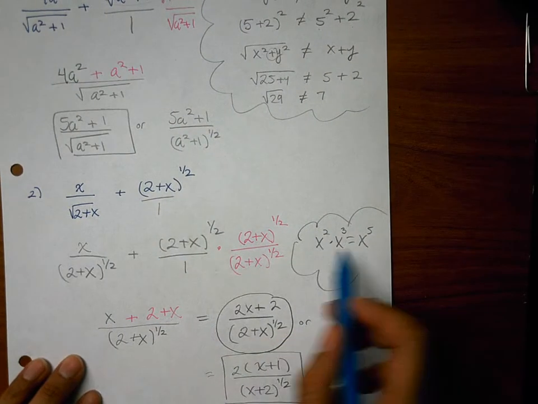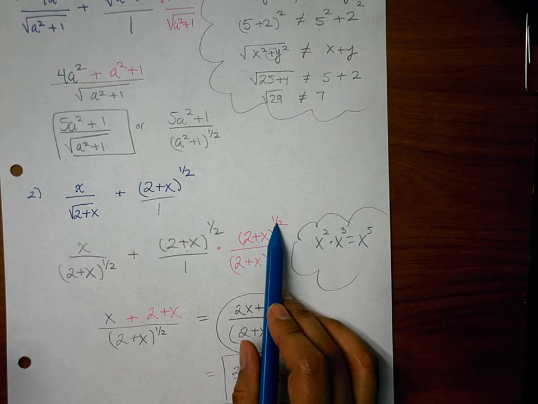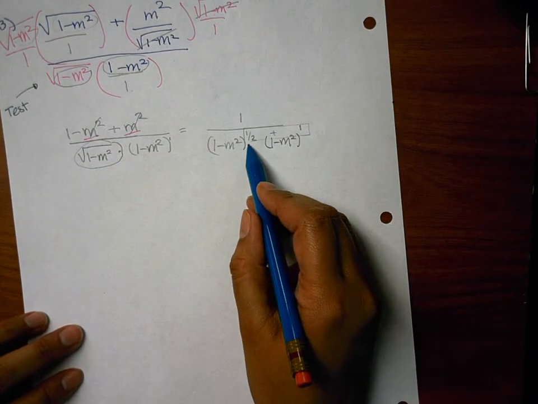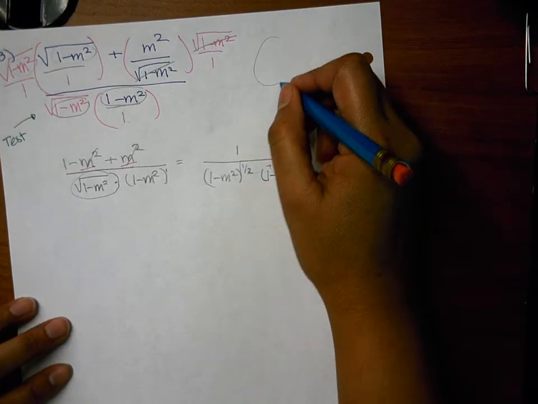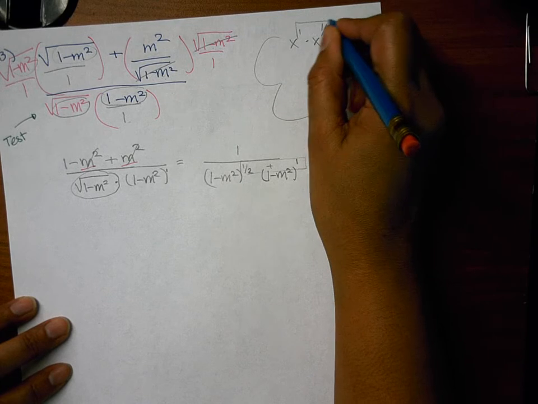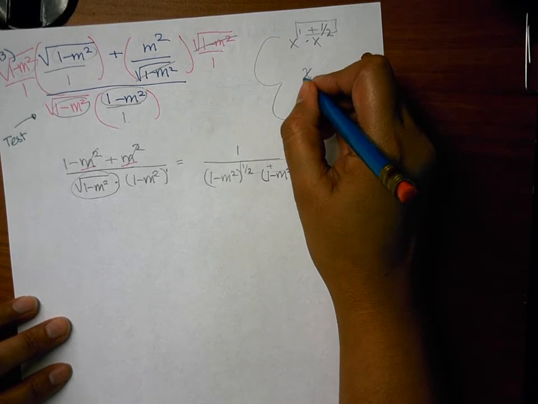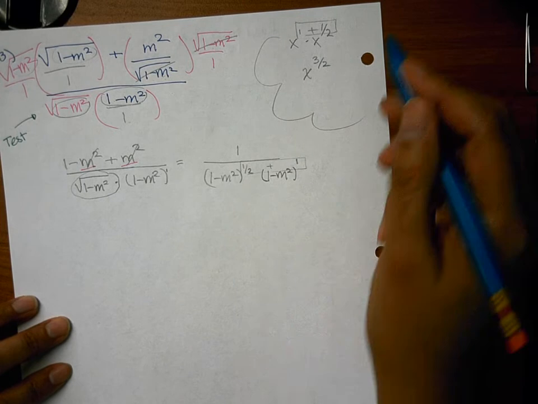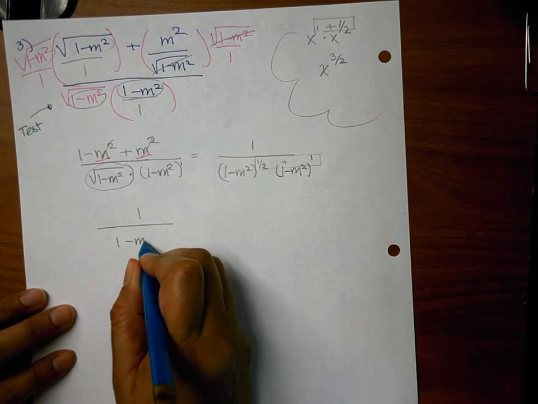When you're multiplying like bases, just like we did on this previous page here. Where was it at? Here it is. The bases were the same, so we did 1/2 plus 1/2 is 1. We're going to do the same thing here, only now we're adding 1/2 plus 1. Think of it like this: x to the first times x to the 1/2. You would add the exponents. 1 plus 1/2 is 3/2, x to the 3/2. So that's what I'm going to do here.